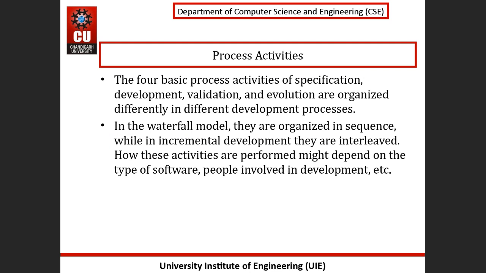After that, we have process activities. The 4 basic process activities are specification, development, validation, and evolution, that we have already discussed, and they are organized differently in different development processes. This is different for the waterfall model, different for agile, different for spiral. Fine. And it varies according to the size of the software also, whether it is a small project, a large project, or a medium sized project.